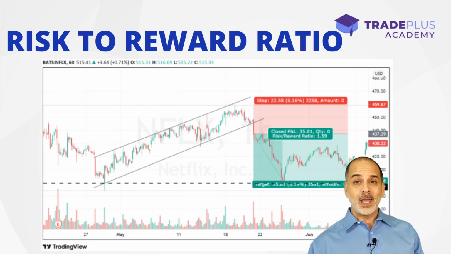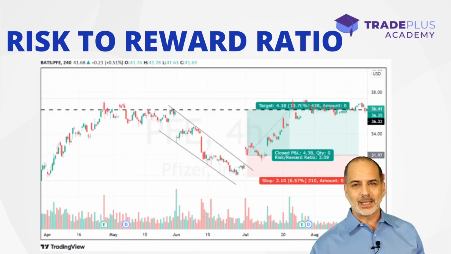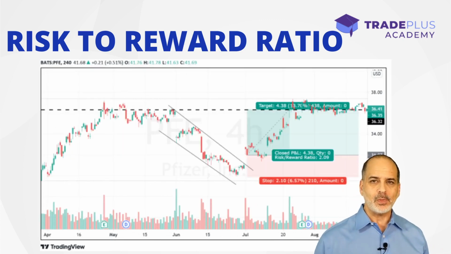And our loss had the price gone back up. Our risk to reward ratio in this scenario was 1 to 1.59. Let's look at another example.